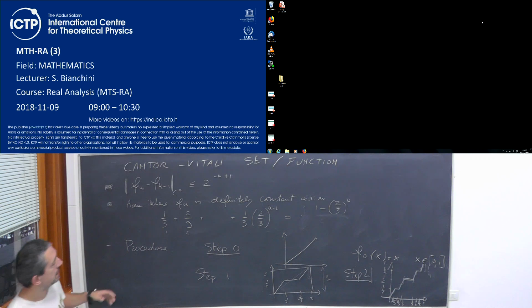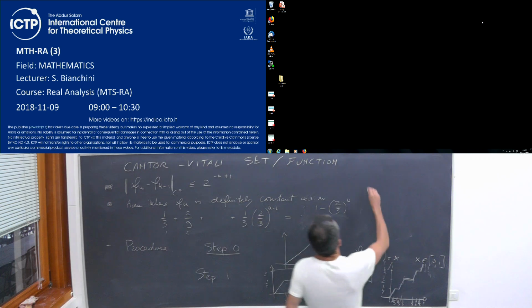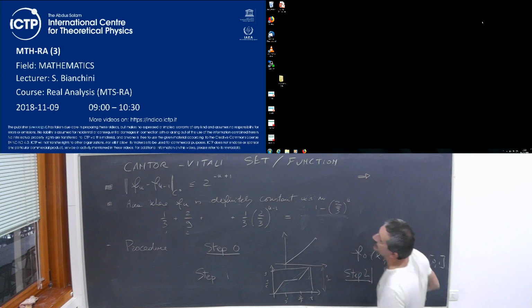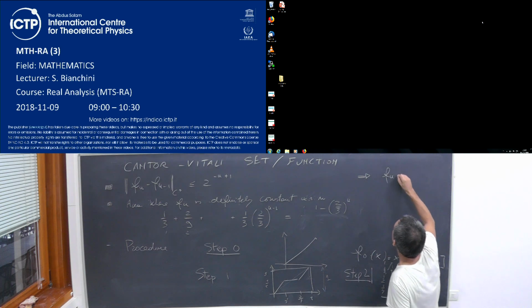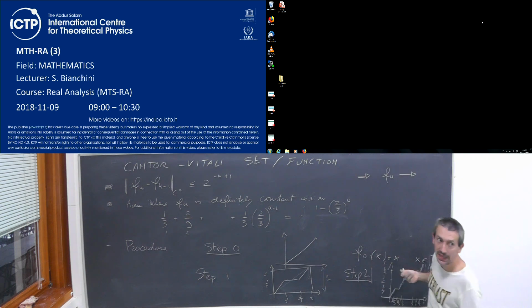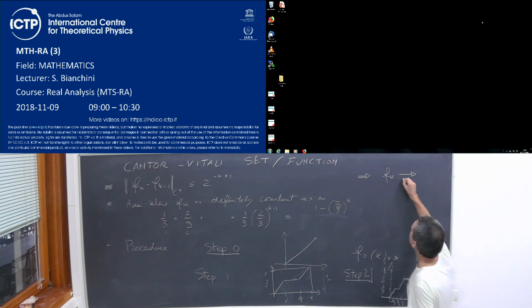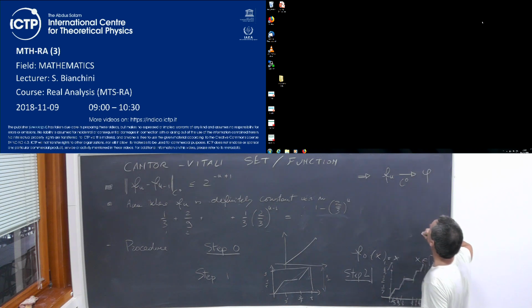Very well. Okay, let's use the two parts. So first, this implies that Fn converges uniformly to a function phi which is continuous. And it is increasing, simply because Fn is increasing, no?